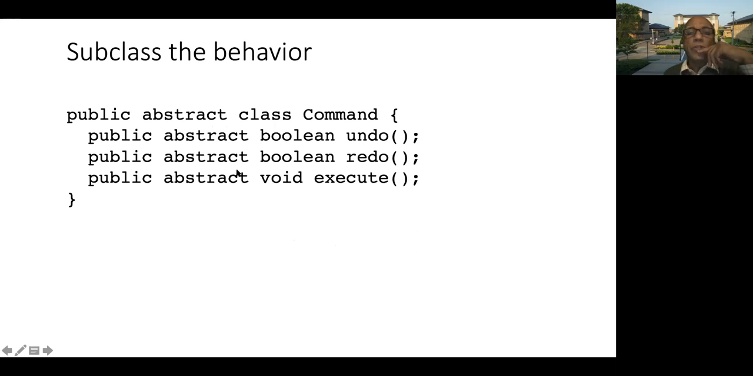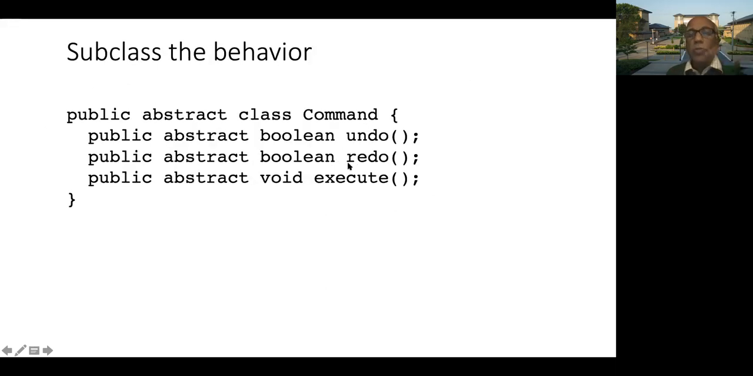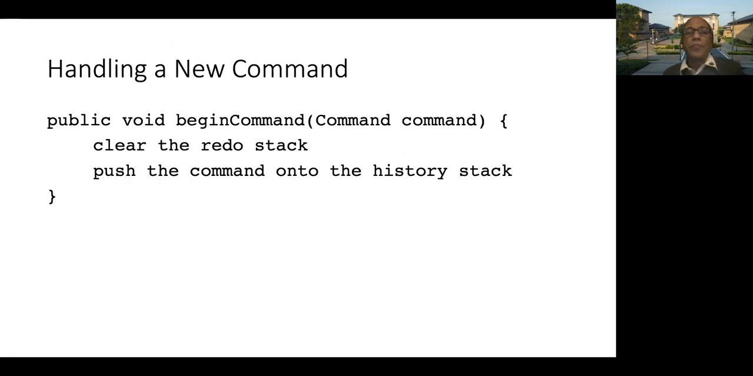Okay. So this would be the beginning of a class, public abstract class command with 3 methods. And the undo manager will have a history stack and a redo stack, as we saw. Stack of command objects. The command class is here, right? There will be many types of commands depending upon the set of commands you have. Whenever a new command is to be started, what we do is we clear the redo stack. Otherwise, you can get into inconsistencies.